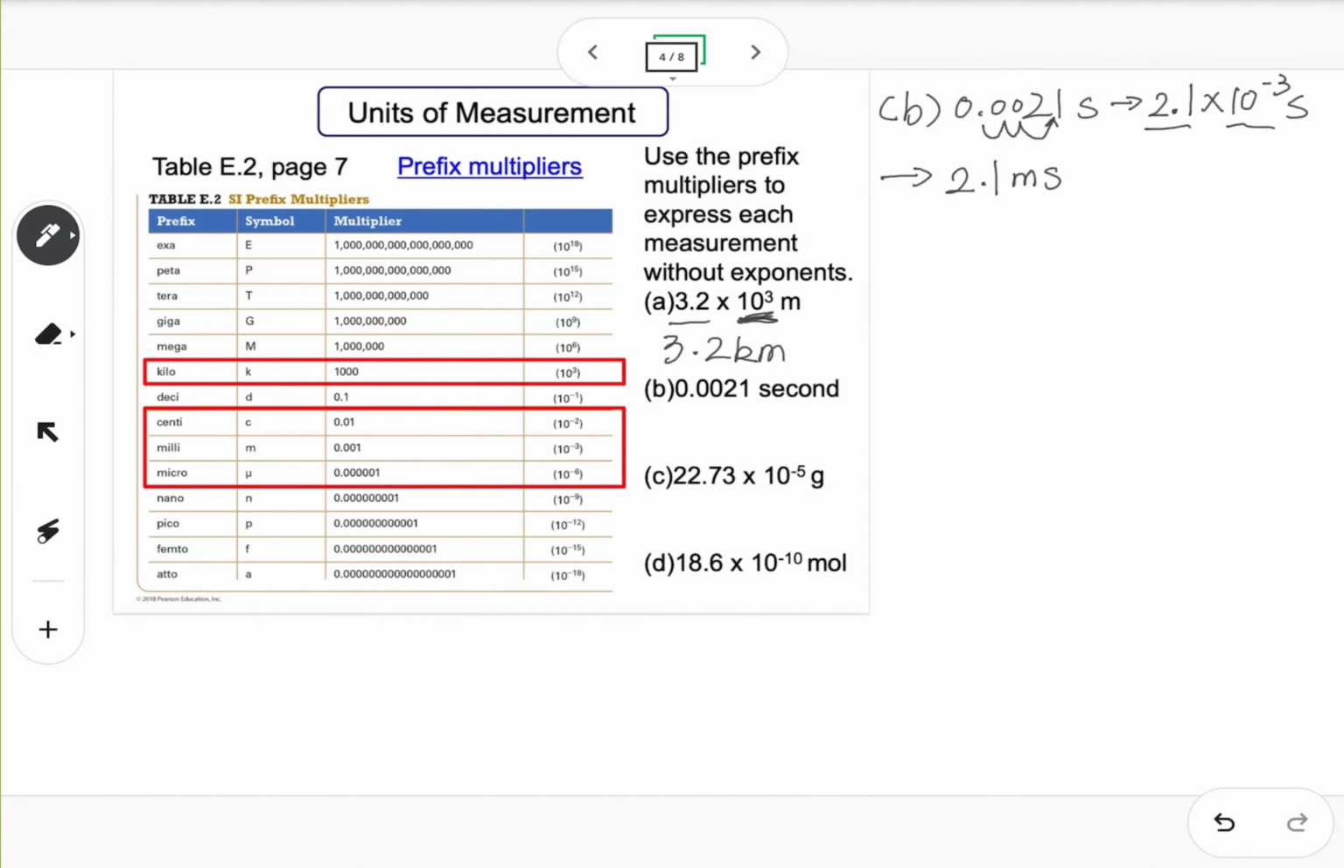Question C is a little bit different because if you take a look at the exponent part, 10 to the negative 5, you don't see the corresponding prefix symbol for 10 to the negative 5. So what should we do? What we should do is choose a prefix multiplier that is closer to 10 to the negative 5 and work on that. What do I mean? Question C, 22.73 times 10 to the negative 5 gram.